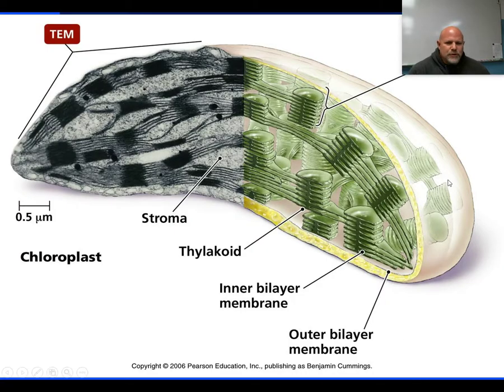All of the light absorption is going to take place in these stacks of pancakes. The chlorophyll is found in these stacks of pancakes, and the light is going to be absorbed here and converted into chemical energy.